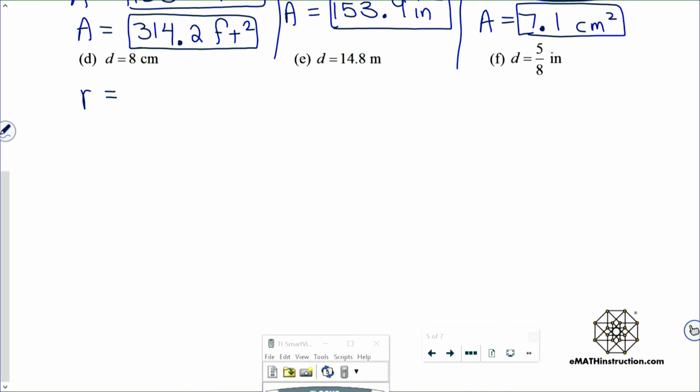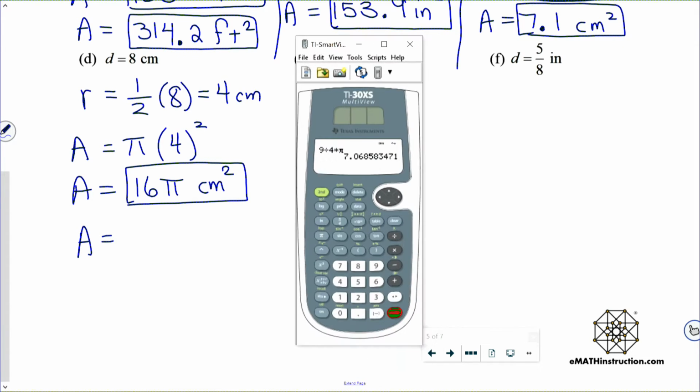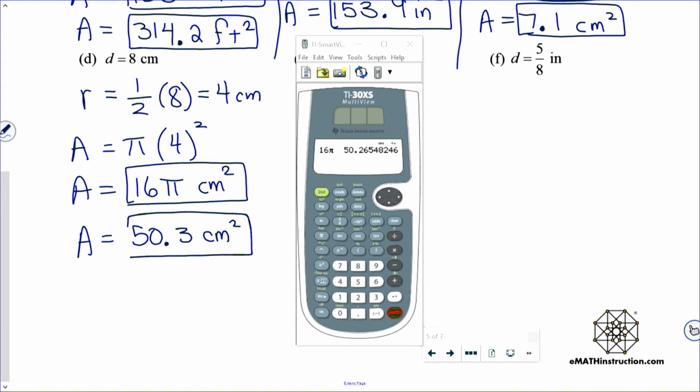So I might say my radius is 1/2 times 8, which is equal to 4 centimeters. So now my area is going to be pi times 4 squared. 4 times 4 is 16. So my area is 16 pi square centimeters. And in terms of the nearest tenth, we can now just say 16 pi, enter, and we get 50.3. Forgot what I was rounding to. 50.3 square centimeters.